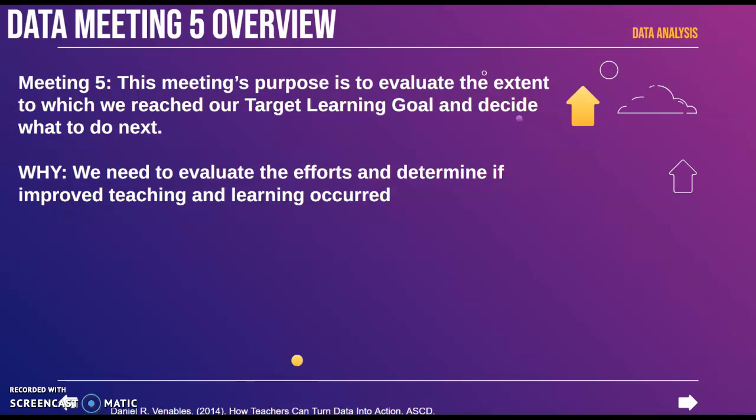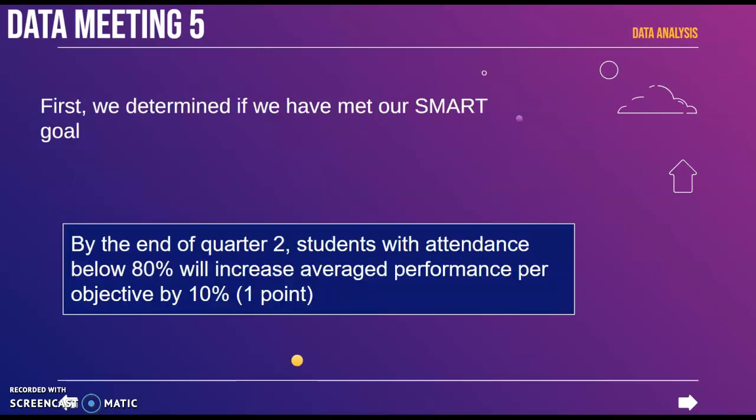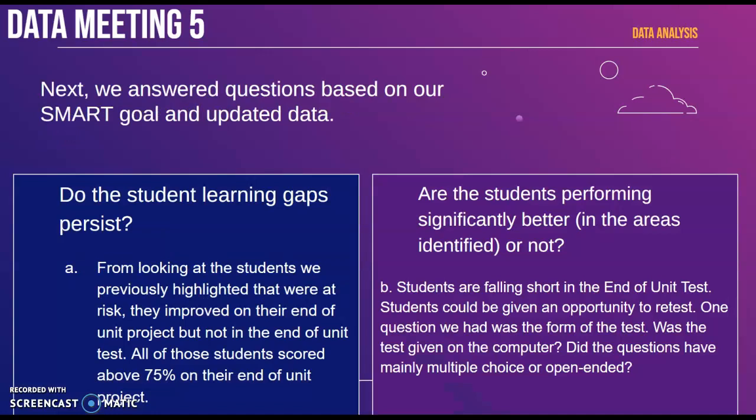This meeting's purpose is to evaluate the extent to which we reached our target goal and decide what to do next. So first we determined whether we met our SMART goal or not. So this was our SMART goal from before. And we answered questions based on our SMART goal and updated data. So these were the 2 questions that we answered.